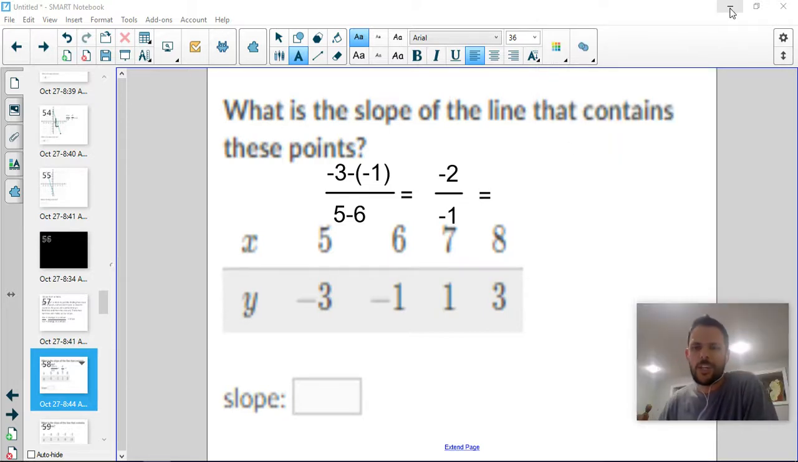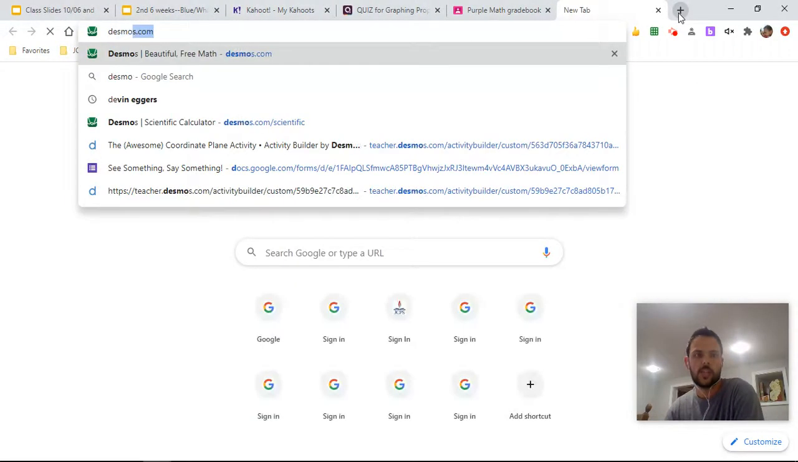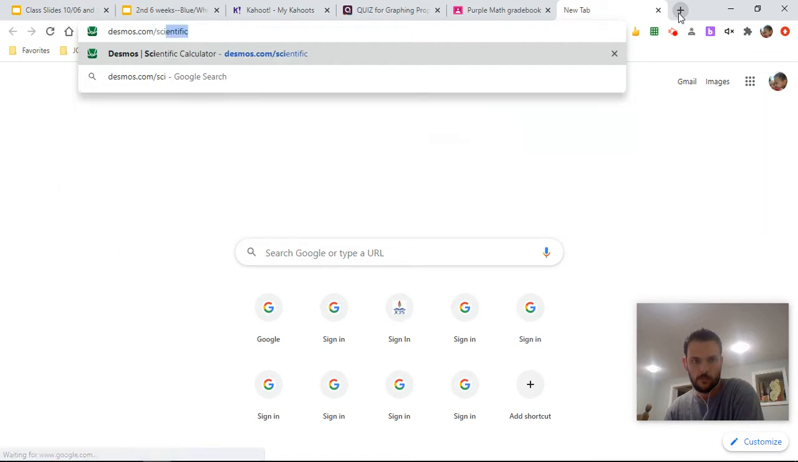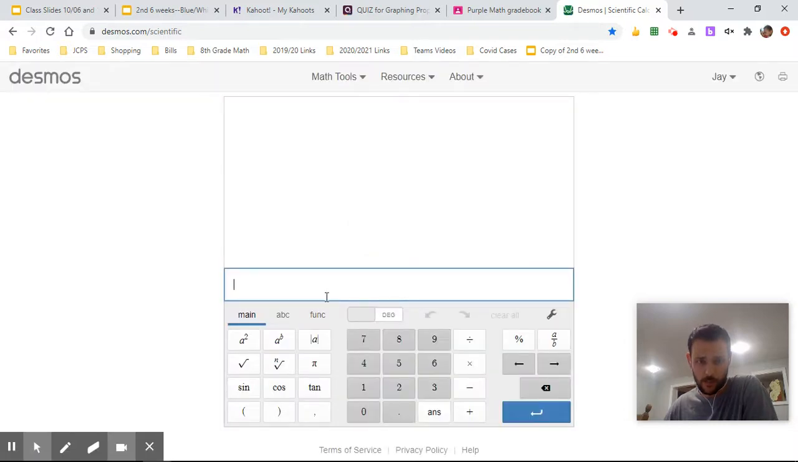So a standard calculator might not be great for putting in minus and negative, but I would suggest the Desmos scientific calculator. It's a good one to use for this. If you're struggling with doing any of these problems, it'd be pretty straightforward. -3 minus -1, easily right there.